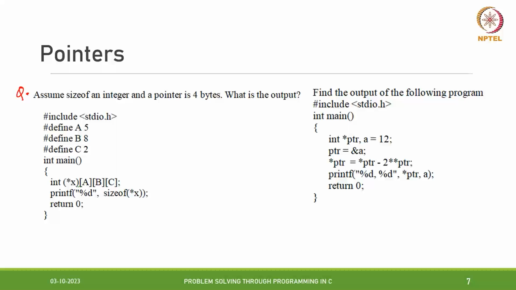So here you can see that we have defined some macros. Then we have done what I was just saying in the previous slide. We have written int in parentheses star x, then a b c. Now I am printing the size of ABC. I would also like to know what would be printed if I print size of x. Remember that the size of an integer and the size of a pointer are both 4 bytes, as told in the question. So what is the output here?